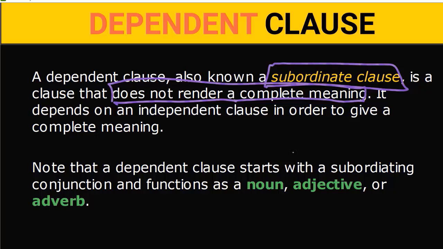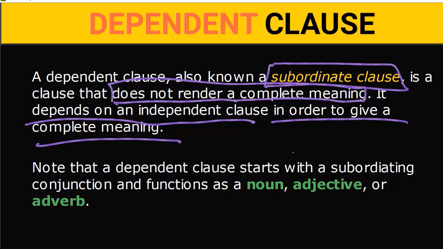It just cannot stand alone, right? A dependent clause depends on an independent clause in order to give a complete meaning, in order to give a complete idea. All right. Note that a dependent clause starts with a subordinating conjunction, and functions as either a noun or an adjective or an adverb, right?